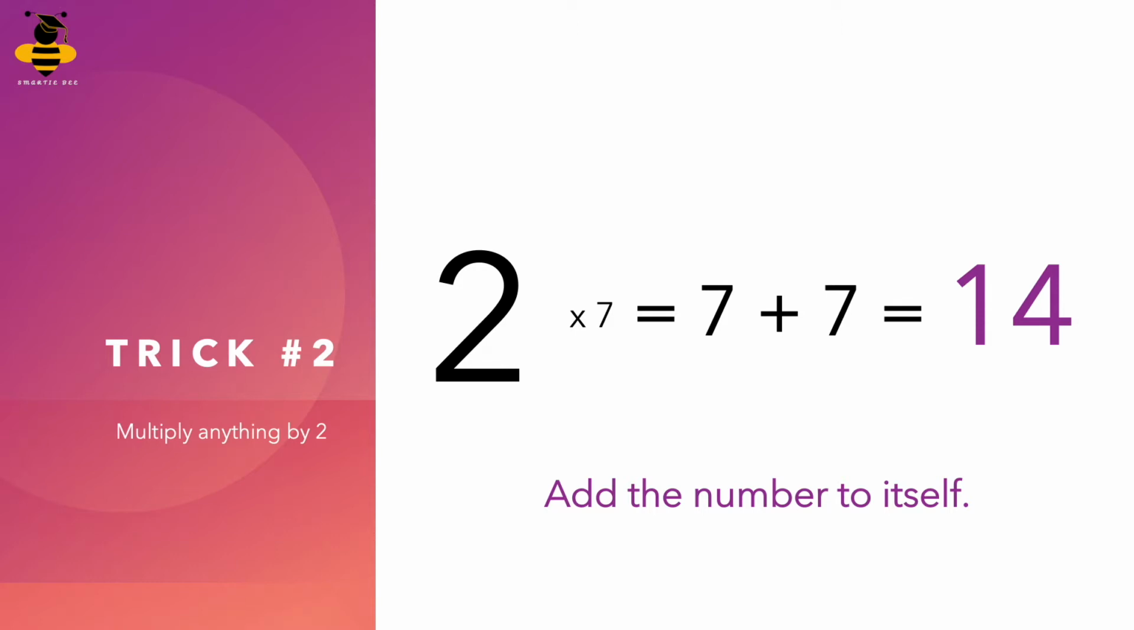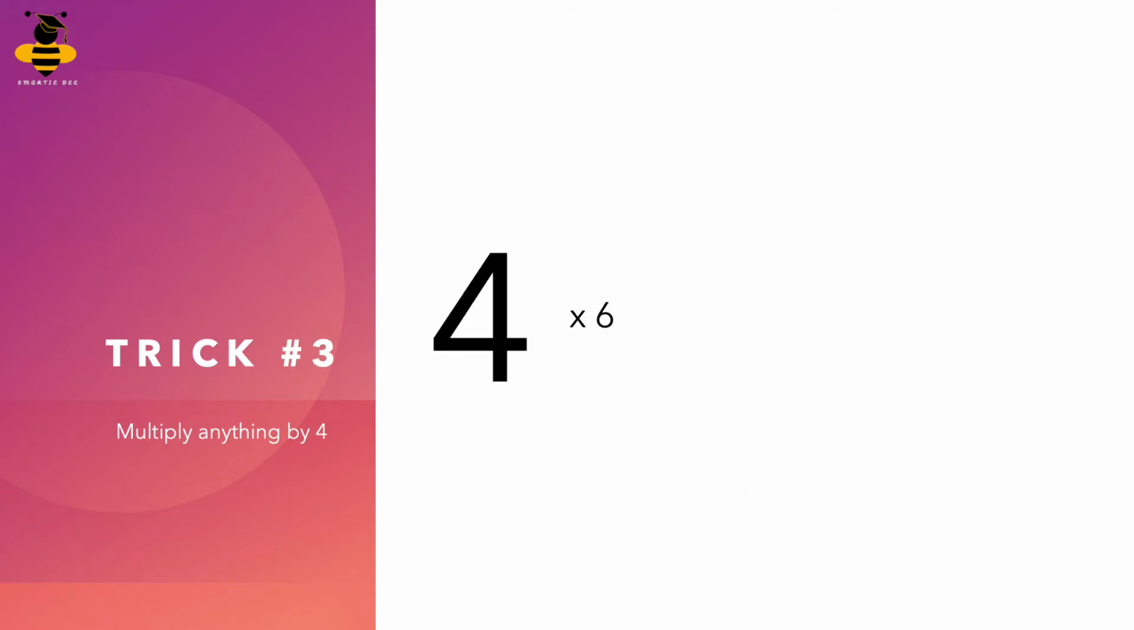So 7 plus 7, 14. 2 sevens are 14. 8 plus 8, 16. 2 eights are 16. 9 plus 9, 18. 2 nines are 18. That's right. So it's really a very useful trick. Remember that. Moving on.